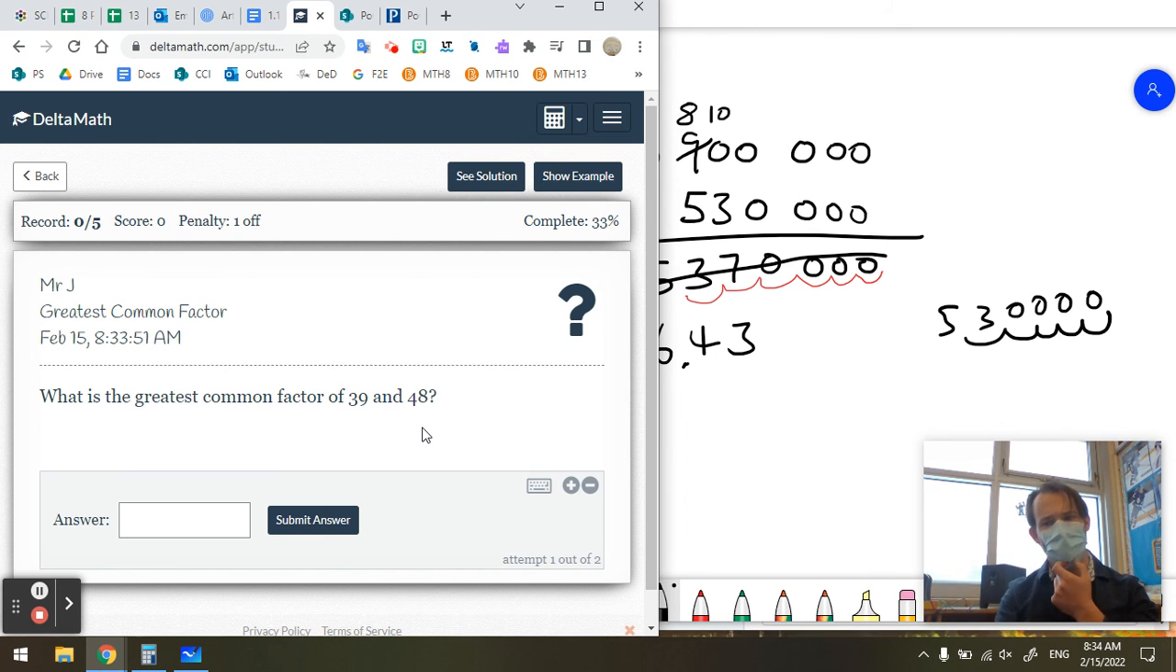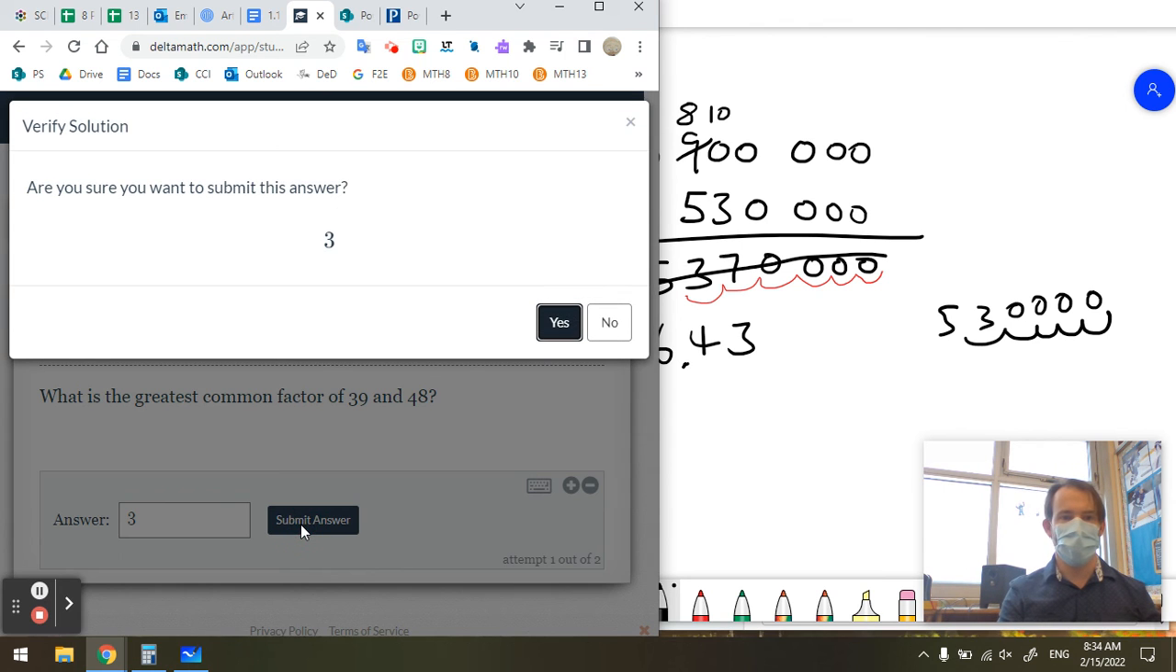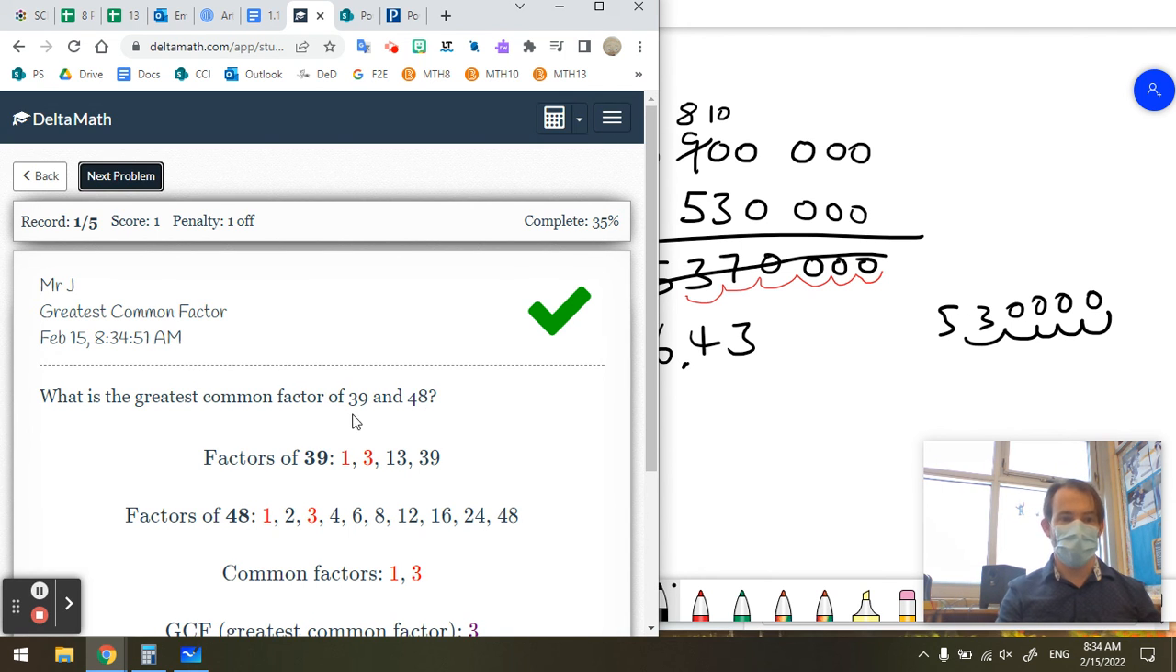Do they share any other divisors? 6 won't work because this is not divisible by 2. In fact, this number, 39, is 3 times 13. I know that 48 is not divisible by 13, because the next one would be 39 plus 13, which is 52. You'll also notice 52 is not divisible by 3, because I added another 13 to 39, so that would be 4 times 13, not 3 times 13. So 3 is my greatest common factor here. Submit answer. Yes, that's correct.